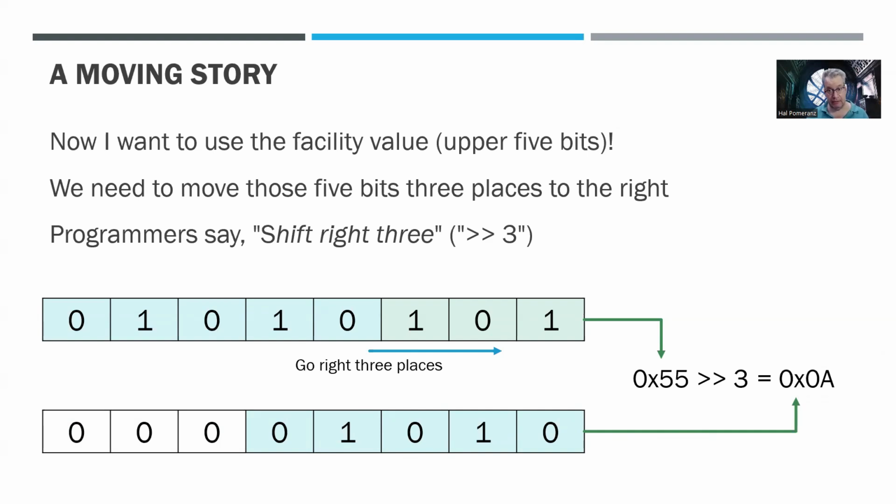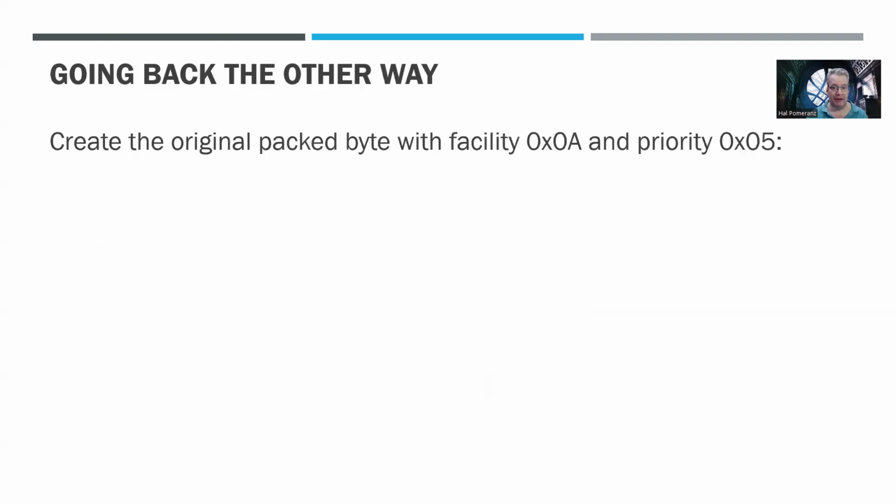So masking, if the bits are in the right position, just mask them and get what you want. If you need to move things around, you can shift them left, you can shift them right. So, for example, I want to go back the other way. I am creating a syslog message, which is going to be sent to auth facility at priority value notice. So I need to create that packed byte with those 2 values in it.